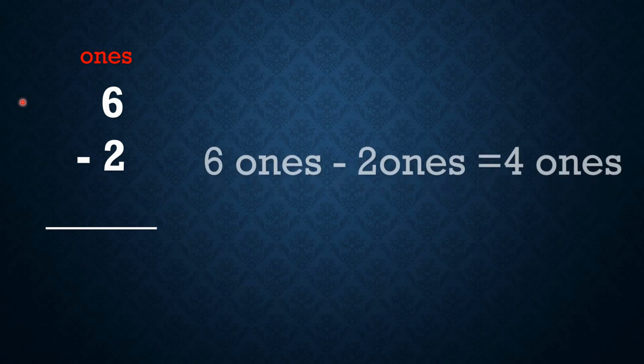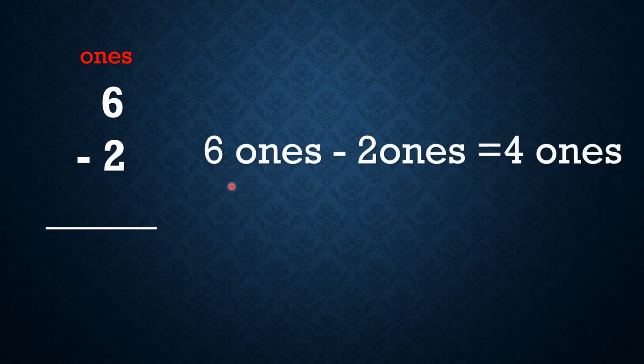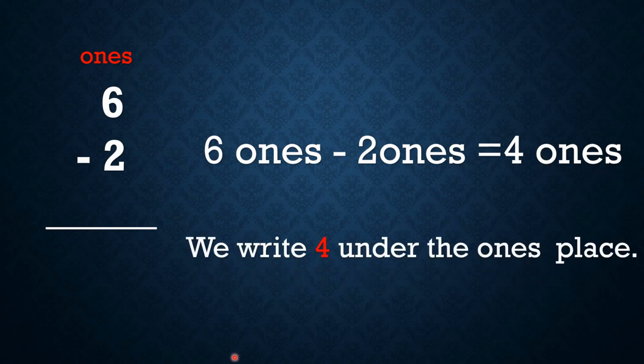Now the next sum, 6 minus 2. So we take away 2 from 6. Now 6 and 2 are in the ones place. So how can we subtract? 6 ones minus 2 ones is equal to 4 ones. We write 4 under the ones place. So it means 6 minus 2 is equal to 4.